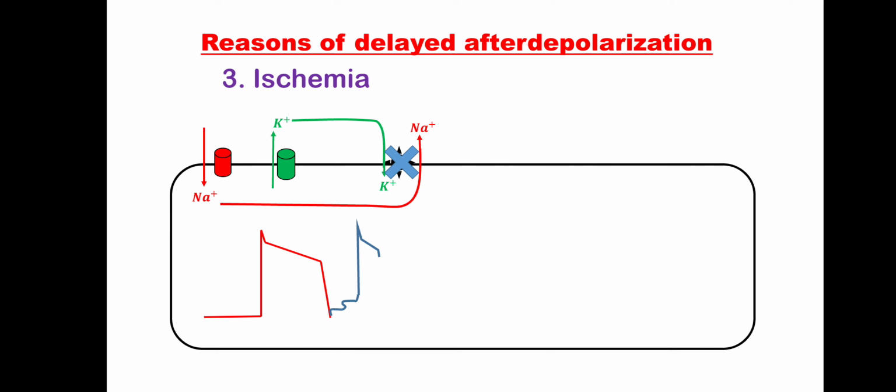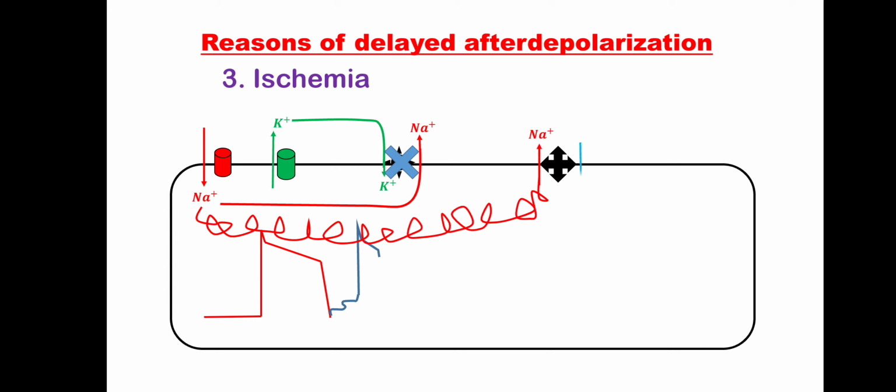Again, sodium ion is trapped inside the cell, and because of this it will find another door, and that other door is the sodium calcium exchanger. So sodium ion trickles outside and one calcium ion trickles inside. So inside the cell, a large amount of calcium ion will be sitting, and you know what calcium ion will do? It will increase the cationic load of this particular myocardial cell. And what will happen when the cationic load of this myocardial cell increases? Yes, it may lead to delayed after depolarization. So this is about delayed after depolarization and the reasons behind delayed after depolarization.